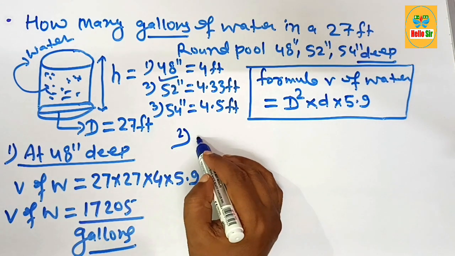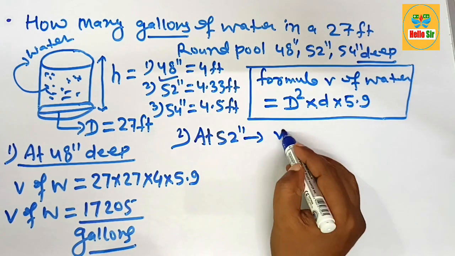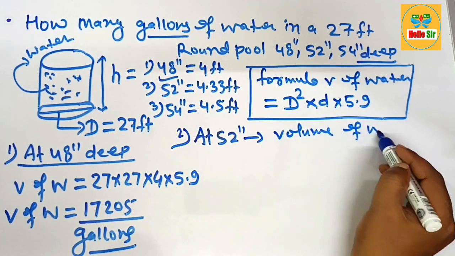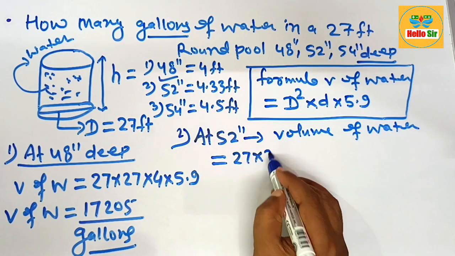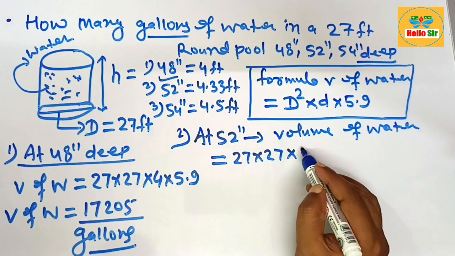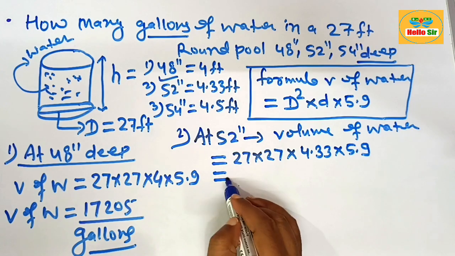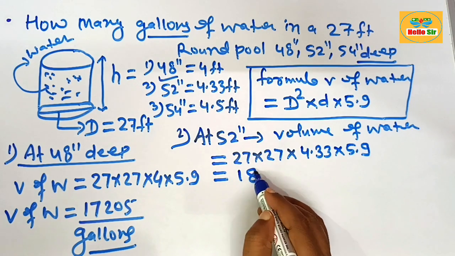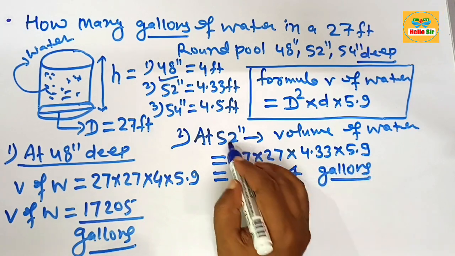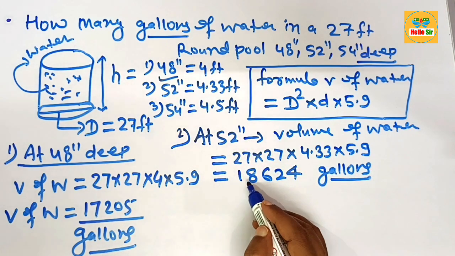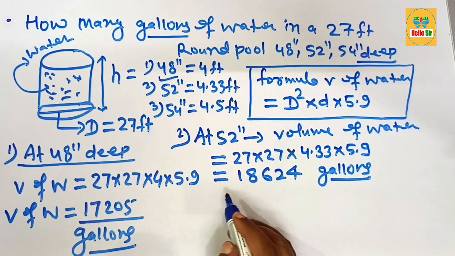And now calculate the volume of water at 52-inch deep. The volume of water required is equal to the diameter square, meaning 27 multiplied by 27, times the depth of the pool, that is 4.33 foot, and the factor, that is 5.9. After multiplication this will come to 18,624 gallons. It means at 52-inch deep you need approximately 18,624 gallons of water to fill a 27-foot round pool.